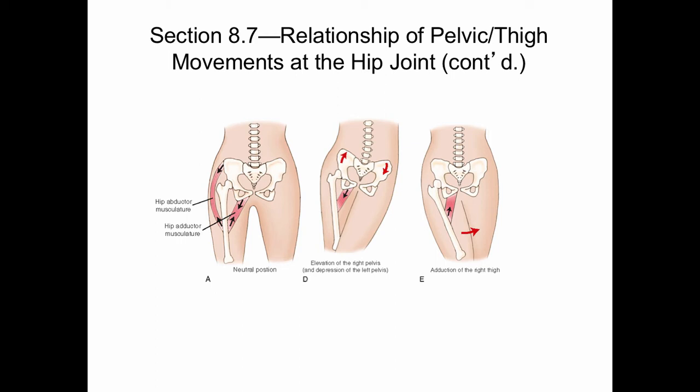Elevation of the right pelvis at the hip joint and adduction of the right thigh at the hip joint are performed by the same medial group of muscles. This is the hip adductor musculature. Note that the pelvis largely moves as a unit, so elevation of the right side of the pelvis depresses the left side of the pelvis. The muscles involved, therefore, are ipsilateral elevators of the pelvis.